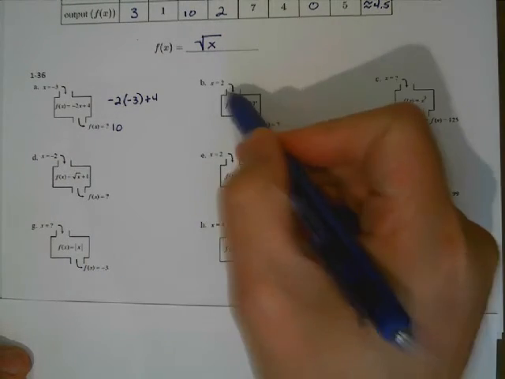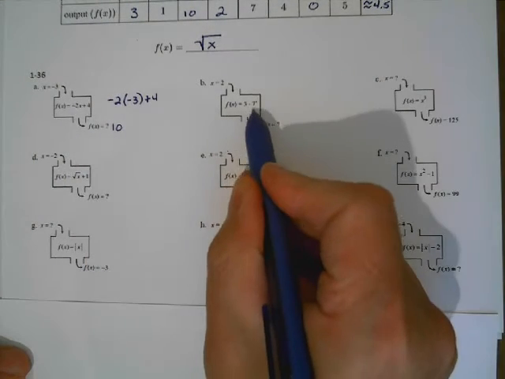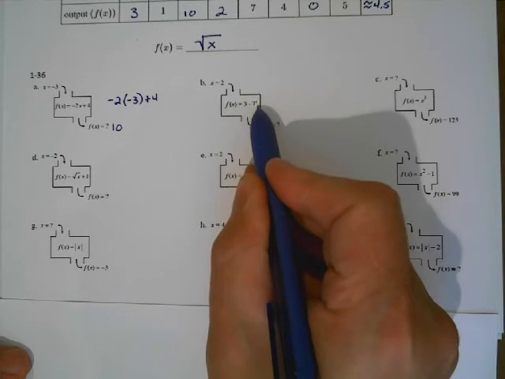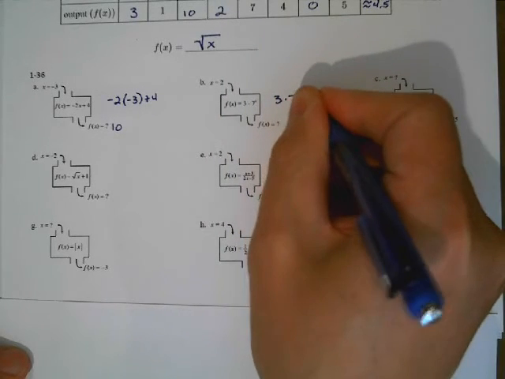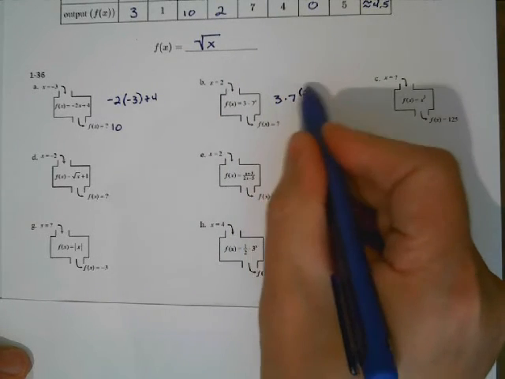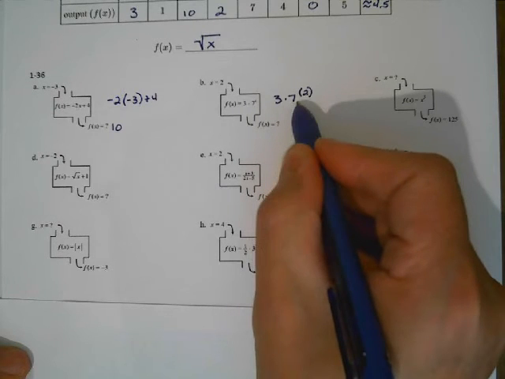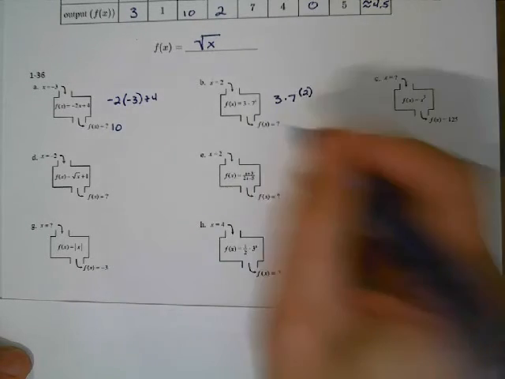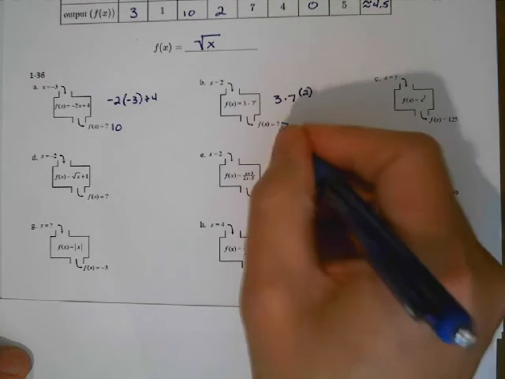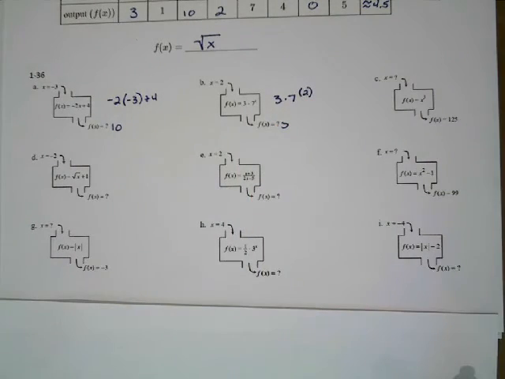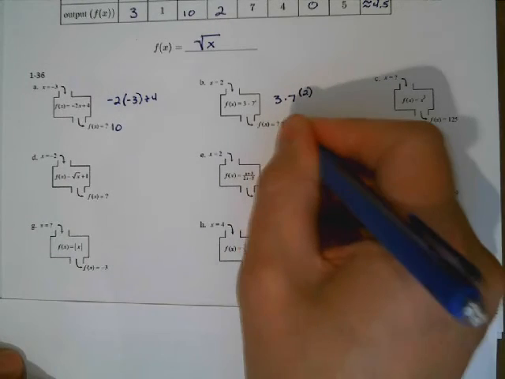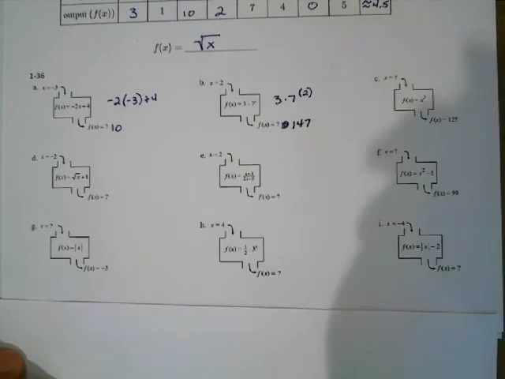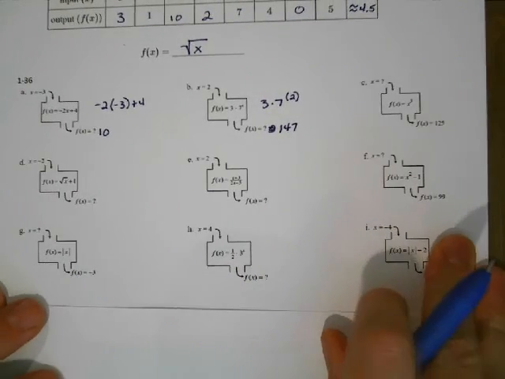Next one, the input is 2. The function is 3 times 7 to the x. Ooh, that's tricky. All right, so 3 times 7, and then x is 2. So I have to do my order of operations. I would square 7 first, that's 49. And 49 plus 3 is 52. Oh, 49 times 3, not plus 3. What was I thinking? So 49 times 3 should be 147. I caught my error before I made it. Nice.